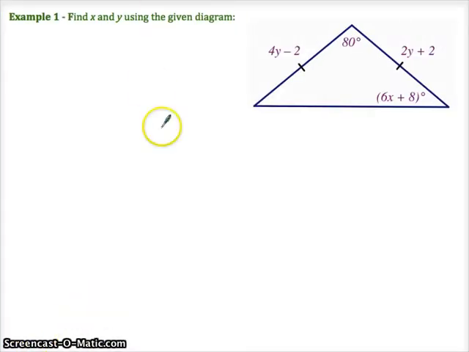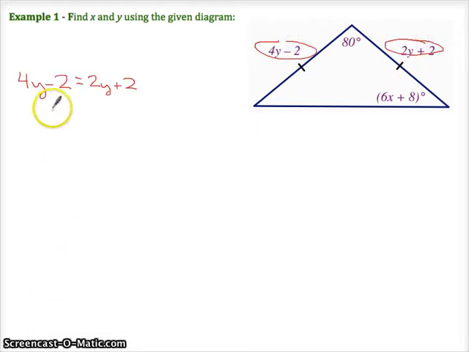All right, so if this triangle is isosceles as marked, then I know some stuff is true. First of all, I know these two sides are congruent, so I know that this algebra blob is congruent to that algebra blob. In other words, 4y minus 2 equals 2y plus 2. Solving that for y, I get that y equals 2. But how am I going to solve for x?